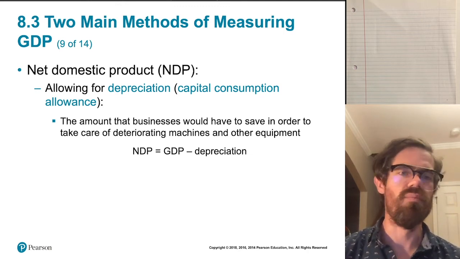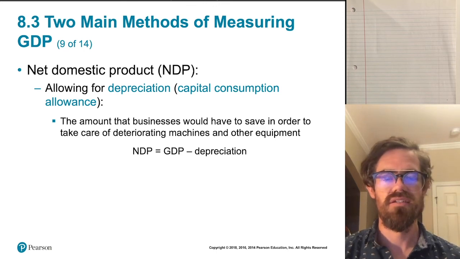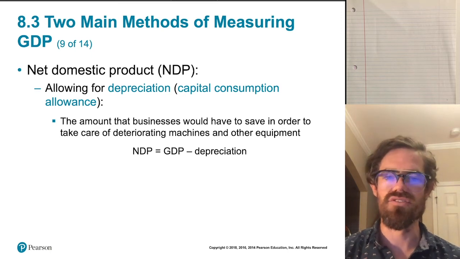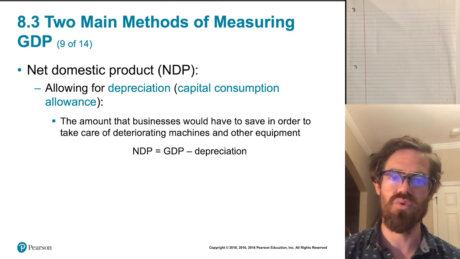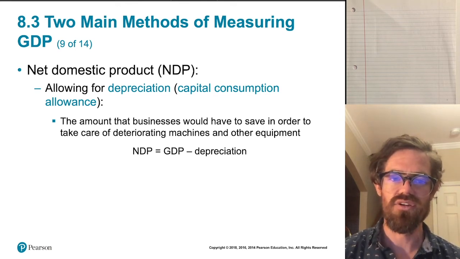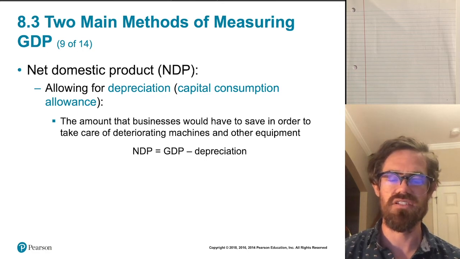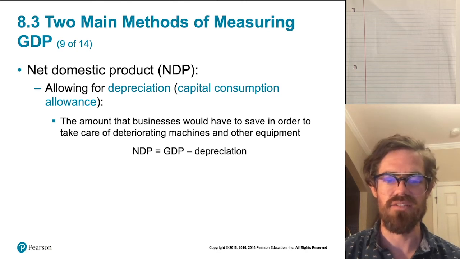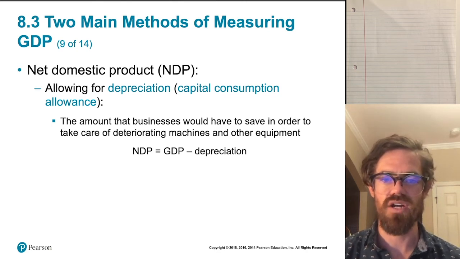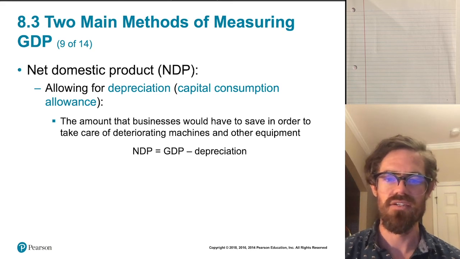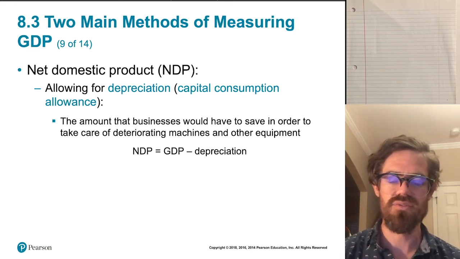There's something else we need to know about called net domestic product. This is basically a measure of GDP that allows for depreciation. It accounts for depreciation. So it's the amount that businesses would have to save in order to take care of depreciating machines and other equipment. To get net domestic product, we simply take GDP and subtract depreciation. Again, depreciation is what businesses have to save in order to maintain and repair their machinery.